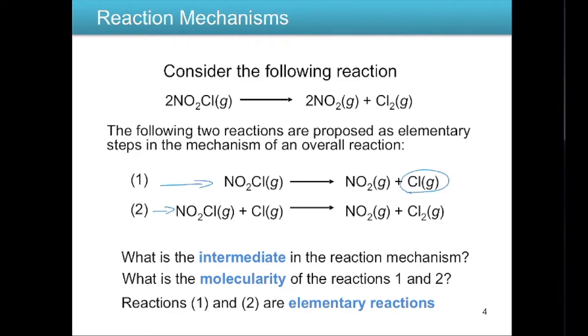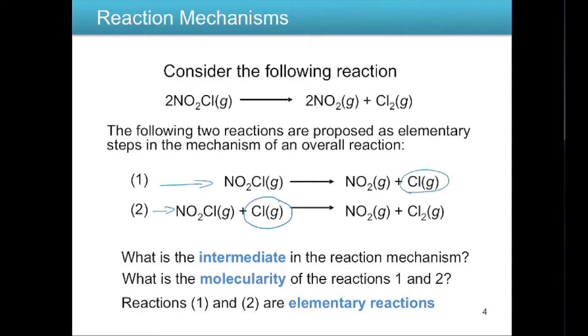So a couple questions we could ask are, what is the intermediate in this reaction mechanism? Remember, an intermediate is an atom or a molecule that is formed in one step and then used up in another. So in this case, chlorine is formed in the first step but then used up in the second step, right? So it's a product in the first step but a reactant in the second step.